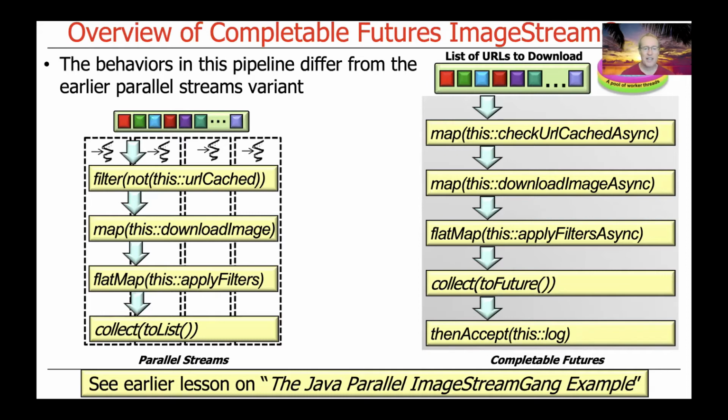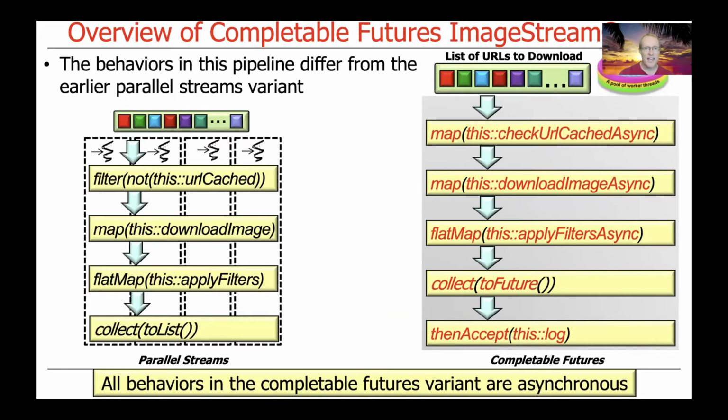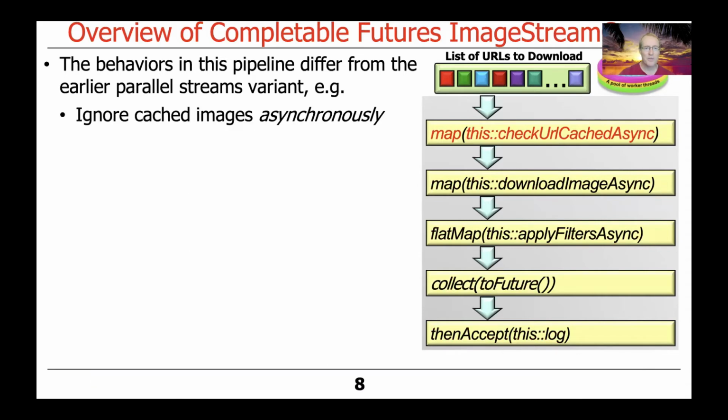The main difference is that the parallel streams version, as we saw, used synchronous communication, whereas the version that we're going to look at here with completable futures is going to use asynchronous communication. So everything's synchronous in the parallel streams version, and everything's asynchronous in the completable futures version.